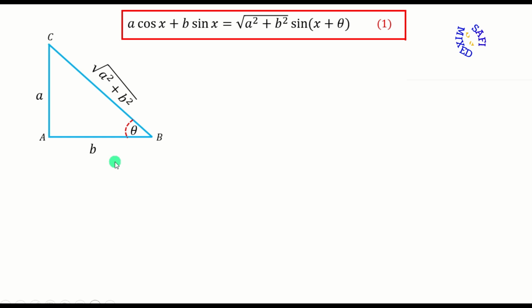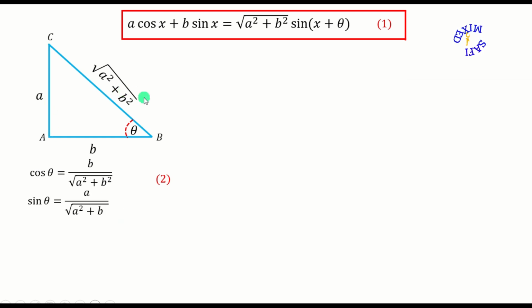Now, using the definition of cos and sine functions, cos function is equal to base by hypotenuse. Therefore, I can write cos theta equals b divided by the value of the hypotenuse. And similarly, sine theta can be expressed as perpendicular by hypotenuse, and I can write this equation like this.